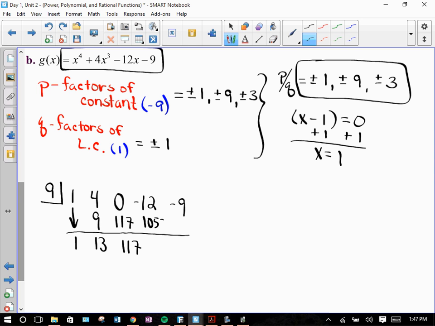1,053. All right. Now, can someone do negative 12 plus 1,053? 1,041. All right, so we'll do 9 times 1,041. 9,369. All right. And then negative 9 plus 9,369. 9,360.